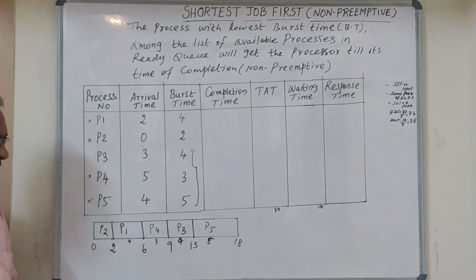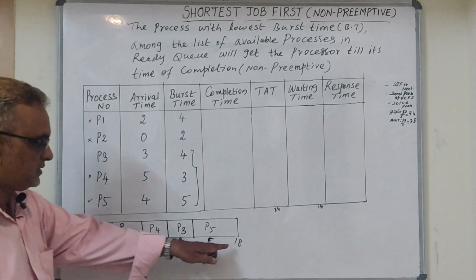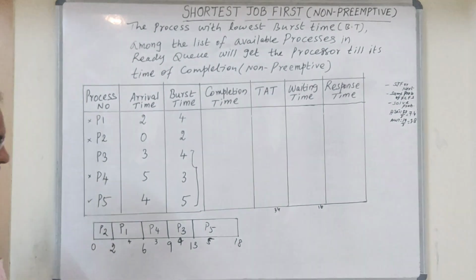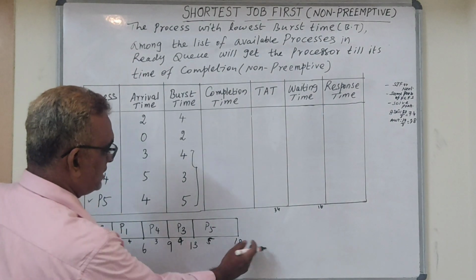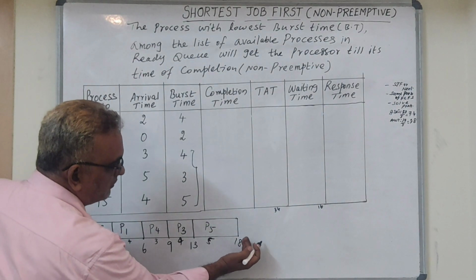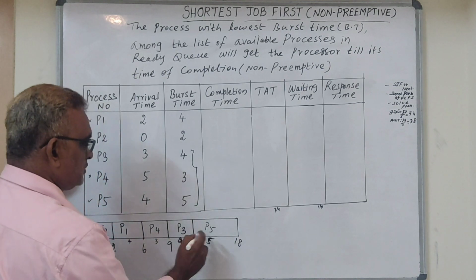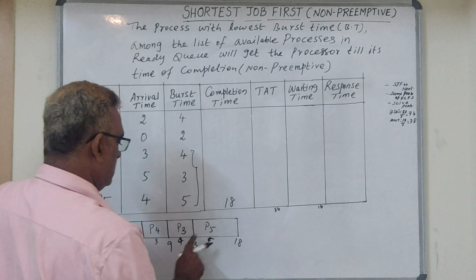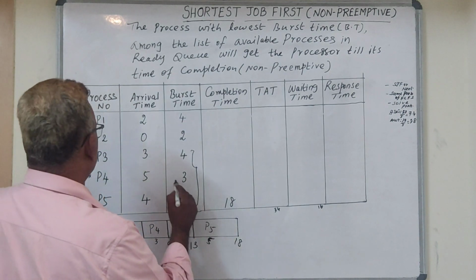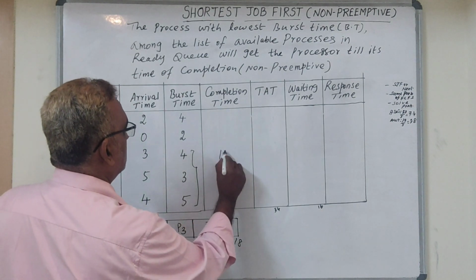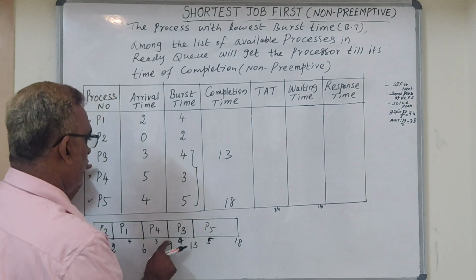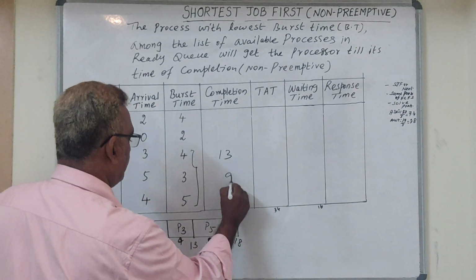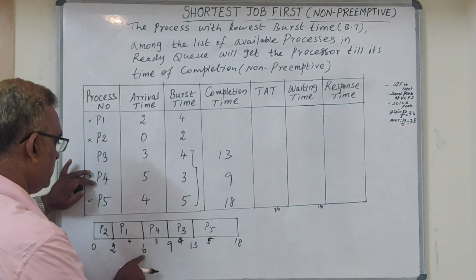So this is again the chart, and these are the completion times. You can write the completion times by scanning from right to left. P5's completion time is 18, and P3's is 13. Similarly P4's is 9, and similarly P1's is 6.